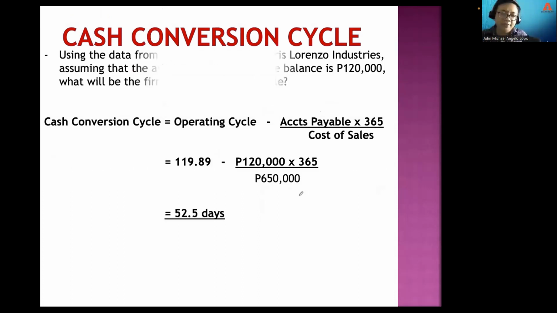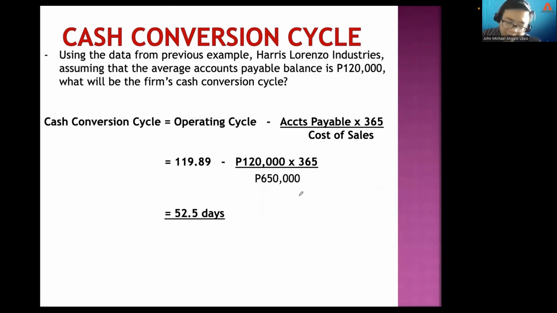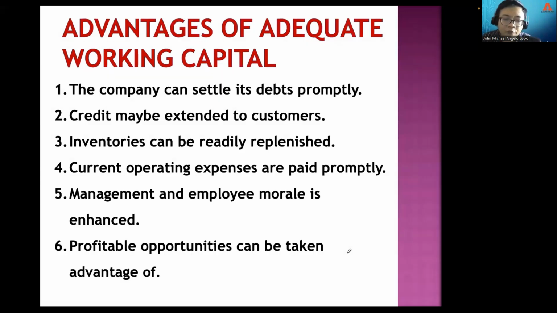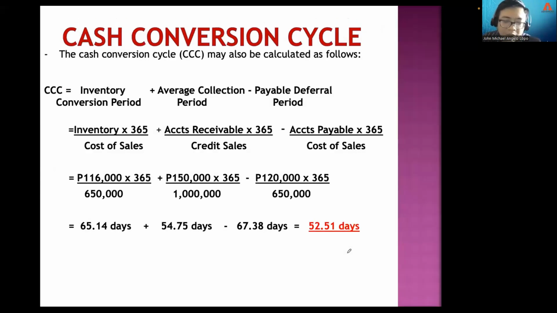Okay, so same as before. What if that is our problem? Just compute for the payable deferral. So 119.89 minus 52.5 days, meaning, class, how much is our cash conversion cycle? 52.51 days. Okay. Because this is your inventory conversion, this is your payable average relation period minus this payable deferral, and the answer here is 52.51 days.